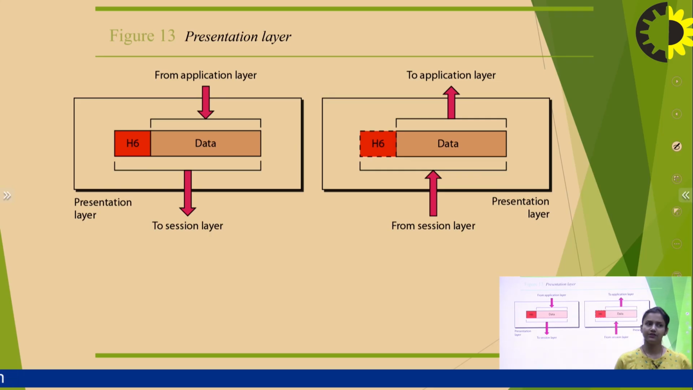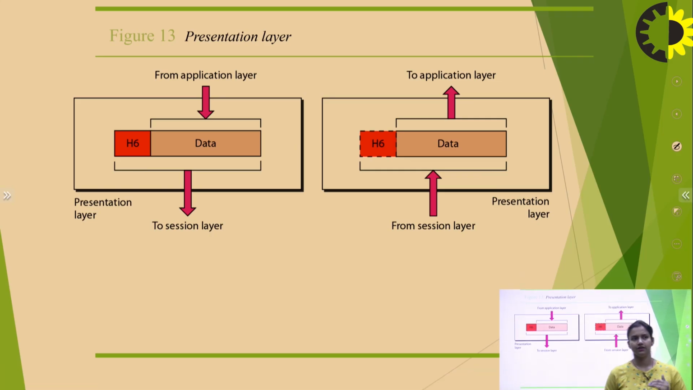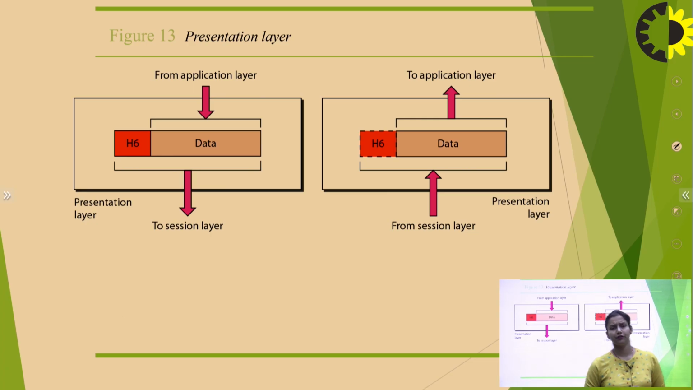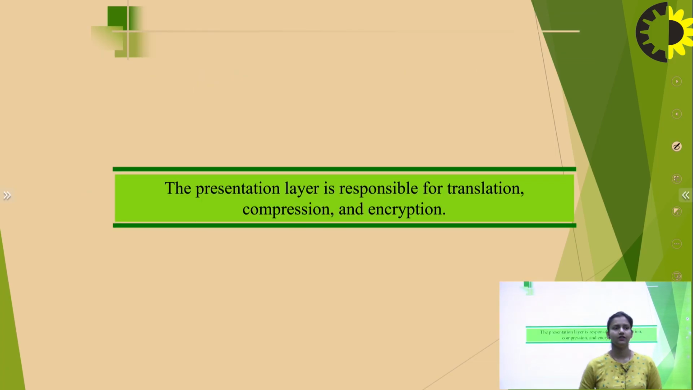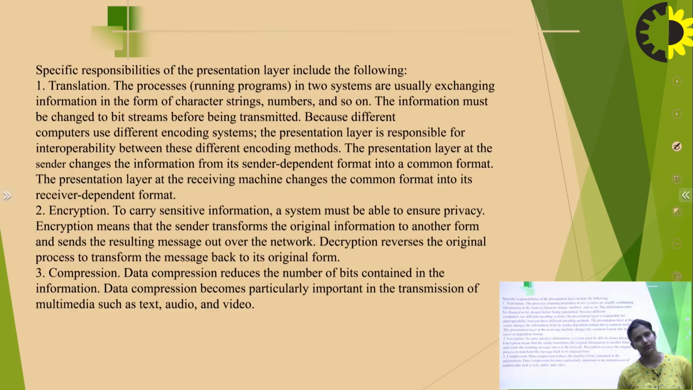Then we have the presentation layer. The presentation layer receives the data from the application layer and sends the data to the session layer. It is responsible for translation, compression, and encryption. In translation, it transforms the data between different encoding systems. It is responsible for the different encoding methods.